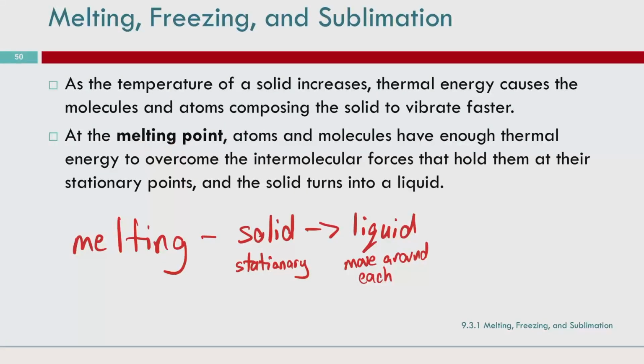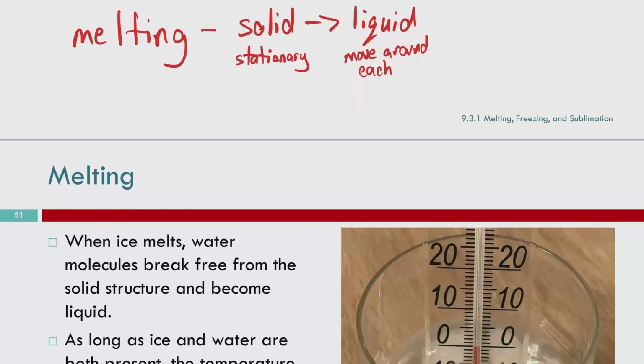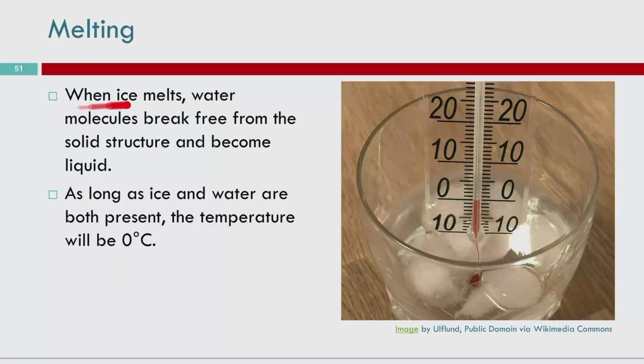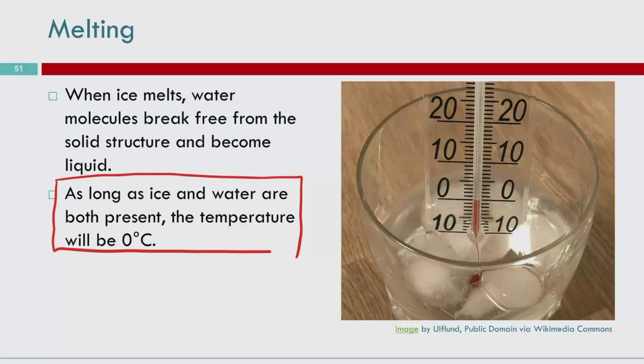The opposite of melting is freezing, which we'll talk about soon. So melting, when ice melts, water molecules can break free from their solid structure and they become a liquid. And we've got a fun fact. As long as ice and water are both present, the temperature will be 0 degrees Celsius, assuming that it's well mixed.